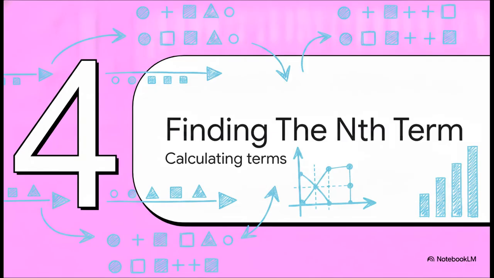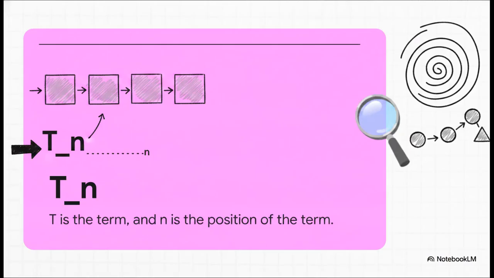Section 4, finding the nth term. First off, let's get familiar with this notation, T subscript n. Don't let it intimidate you. The capital T simply stands for the term itself, meaning the actual number in the list. The small subscript n just stands for the position of that term in the line. So, in the sequence 4, 8, 12, 16, the first number, 4, is in position 1, so we call it T1. The fourth number, 16, is in position 4, so it's T4. See? It's just a handy labeling system to keep our math organized.